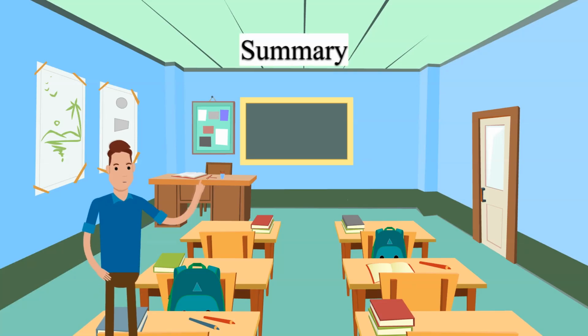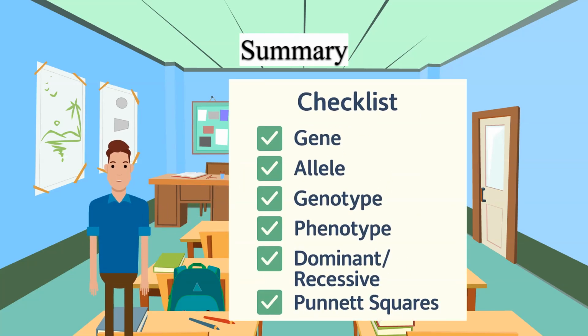To summarize, genes control characteristics. Alleles are different forms of a gene. Genotype equals genetic makeup. Phenotype equals physical appearance. Punnett squares predict inheritance outcomes. Mastering these ideas is essential for success in IGCSE Biology.